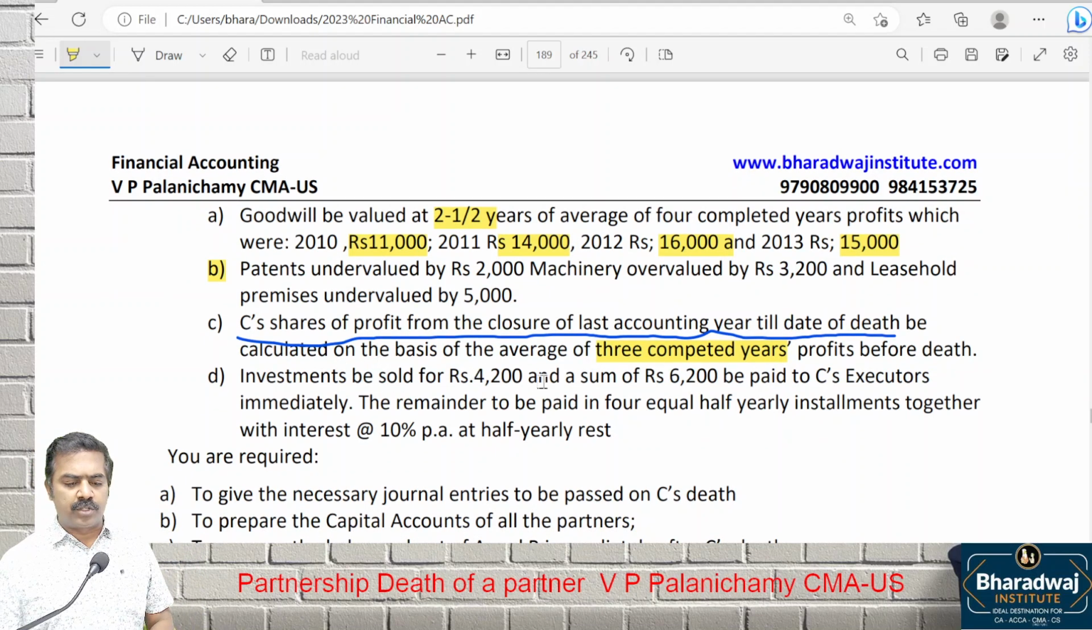Then investments are sold for 4,200. 6,200 is paid immediately. Remaining will be paid in what? 4 equal installments, which means it will be paid in the future. It will be paid in the future. Remaining will be transferred to the executor's loan account.